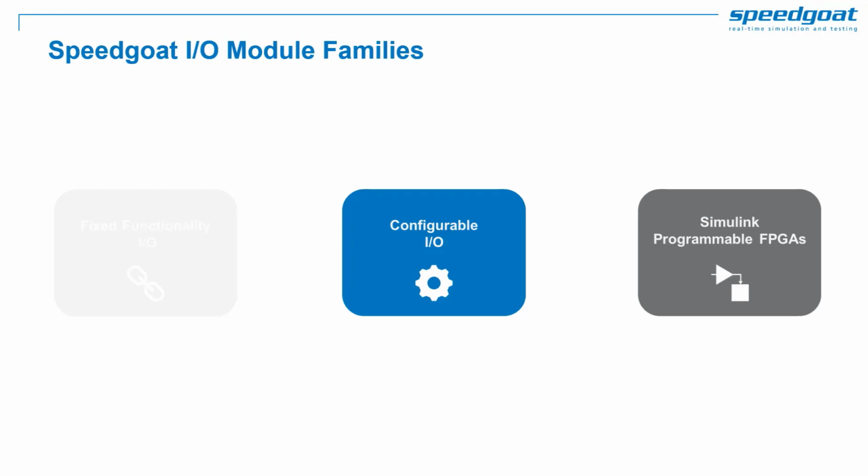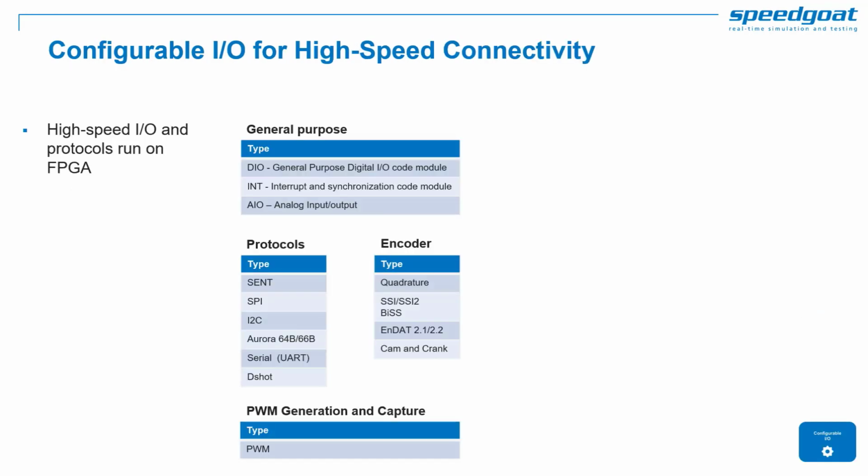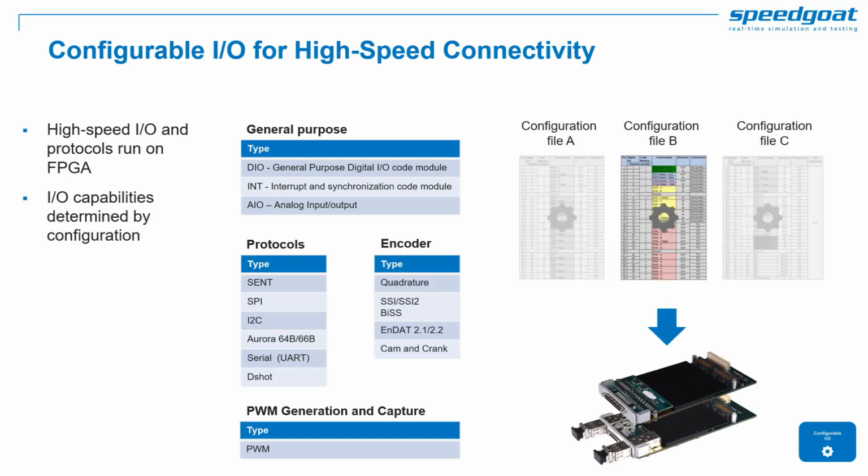If you require fast I/O or need a certain level of flexibility, you will likely configure HIL modules and Simulink programmable FPGAs. You can run a variety of high-speed protocols and I/O like PWM, I2C, and encoder interfaces on configurable I/O modules. Configuration files allow you to set the I/O capabilities of the I/O module.